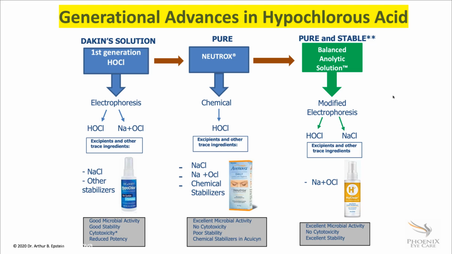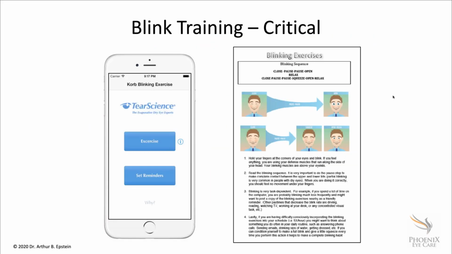Patient control is very important. Same exact thing, have them spray it directly on their face. Donald Korb's blinking exercise is critically important. Everybody gets it. You can get a copy of the printed material off the internet, or I have it, and you can get an iTunes or an iPhone app.